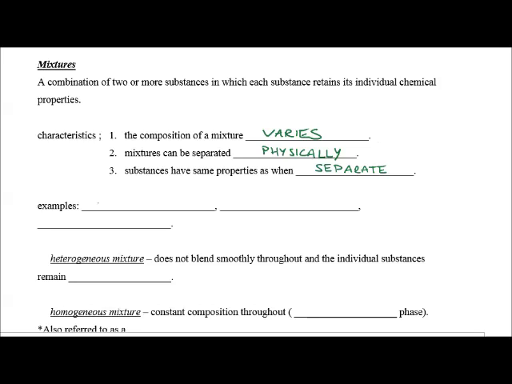So examples are salt water. Salt water is a mixture of water and salt. Iron, Fe, and sulfur, S. If we mix them together, we have a mixture. Iron is a dark brown and sulfur is a bright yellow. And the aforementioned salad. So these are types of mixtures.